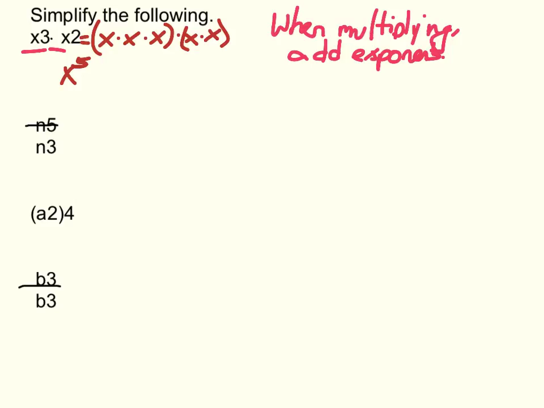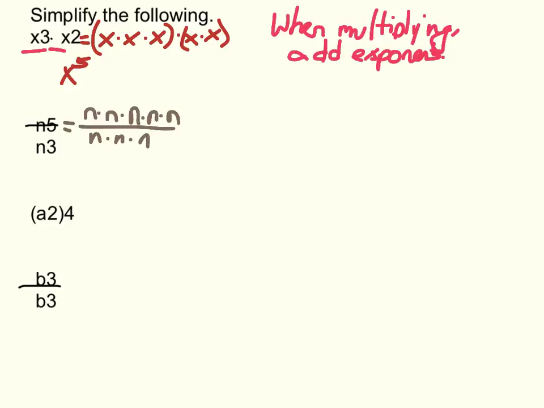Let's look at the next one. I have n to the fifth divided by n to the third. Now this would be the same as n times n times n times n times n over, on bottom I have n times n times n.